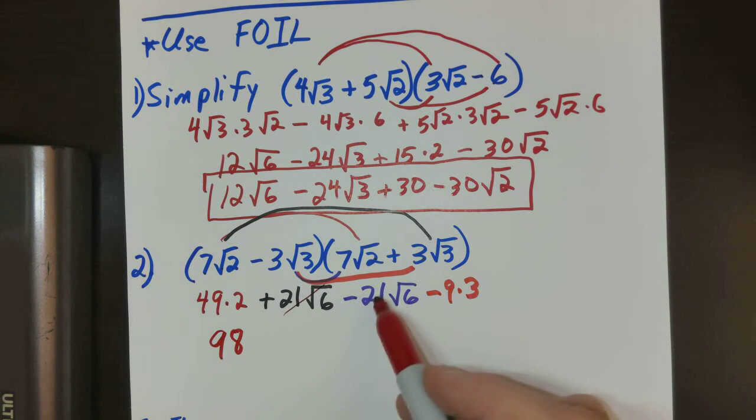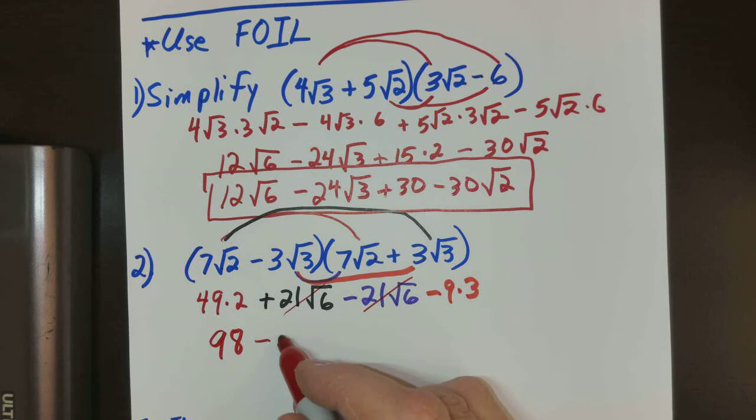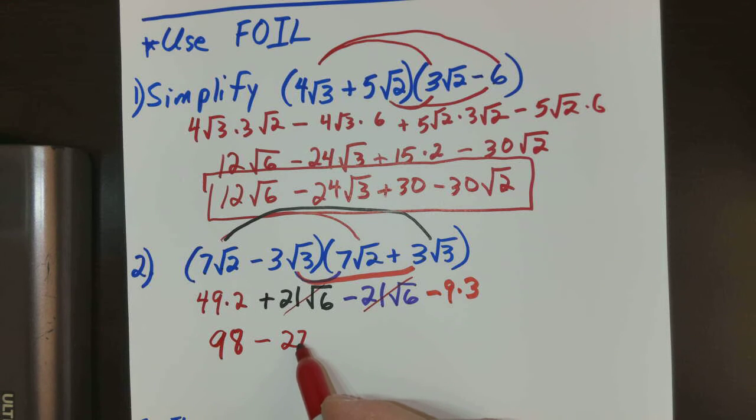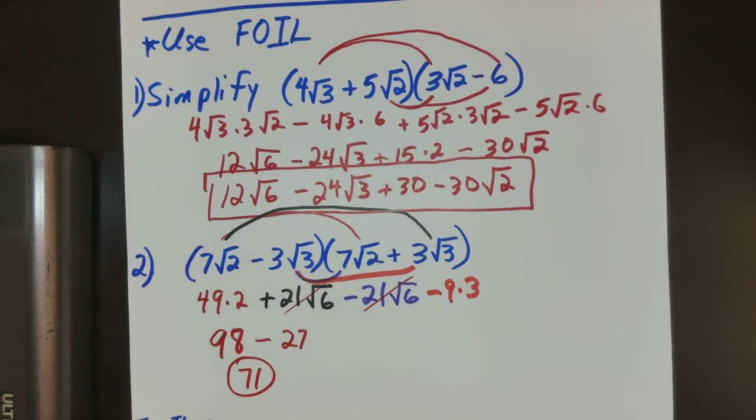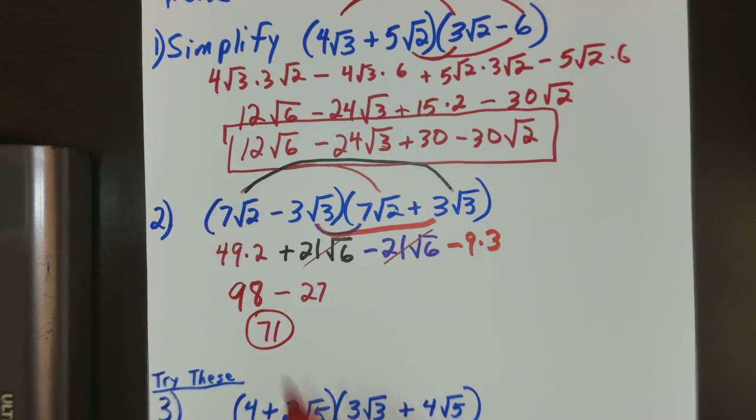21 radical 6 minus 21 radical 6 cancels out. And 9 times 3 is 27. And 98 minus 27, that looks like 71 to me for my final answer.